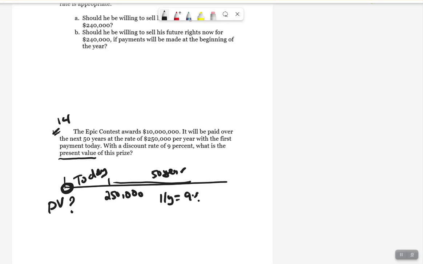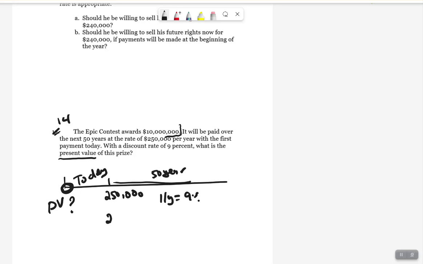So for the Epic contest, there are two ways of calculating it. With the first payment due today and a discount rate of 9%, you could do it in two ways. To me, I would do it by putting our calculator in begin mode because the payment is due now. If it's now, it's now.